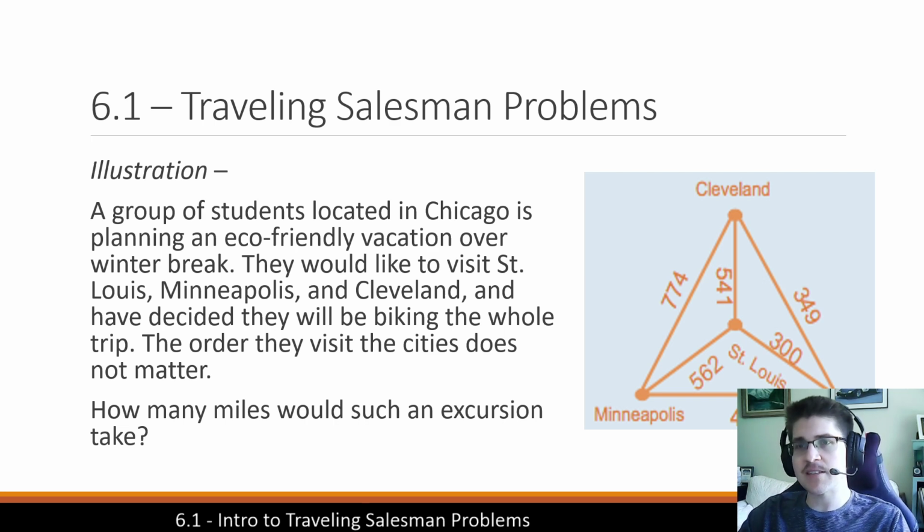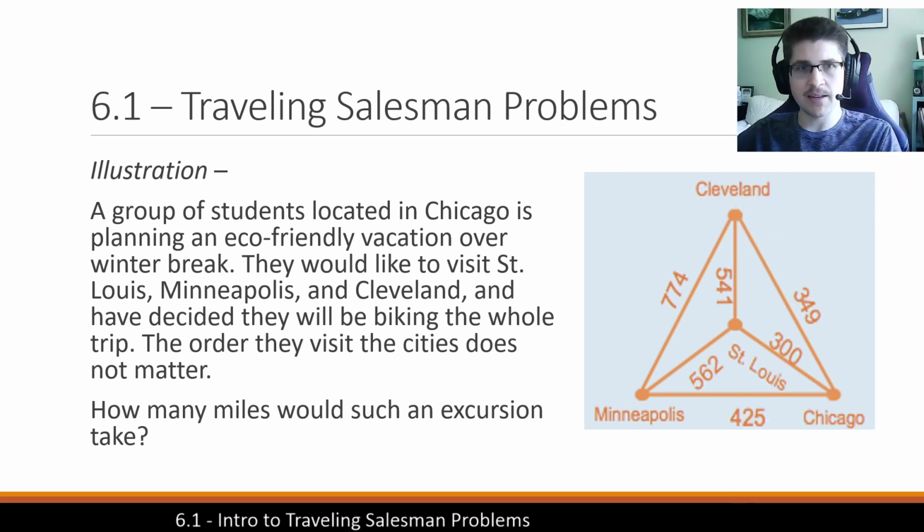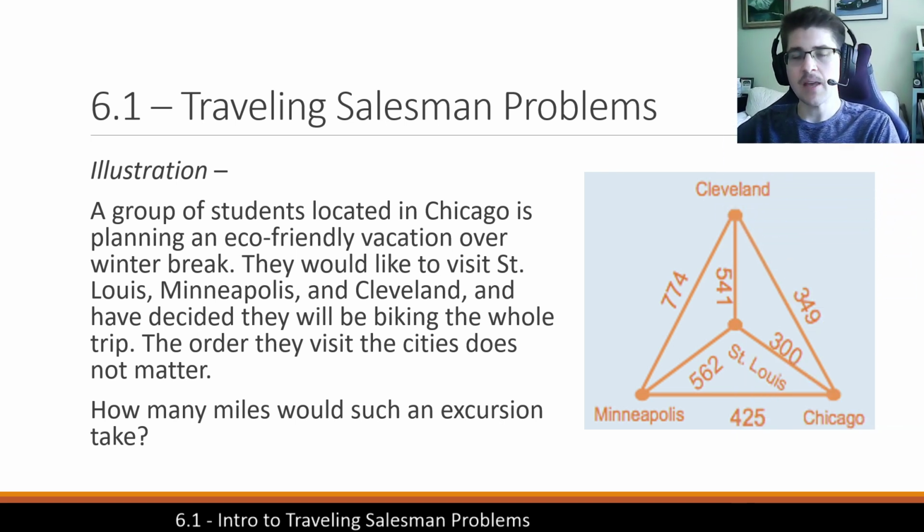The order that they visit the cities does not matter, and they're wondering how many miles it would take them to do their vacation, basically to do each of these bike trips. Given this map, we can see the distances between each of the cities, and they're trying to optimize this trip so that they could bike it in the most efficient possible way.